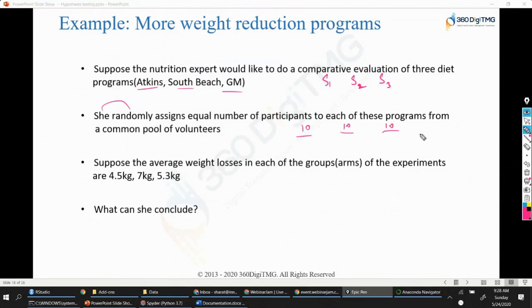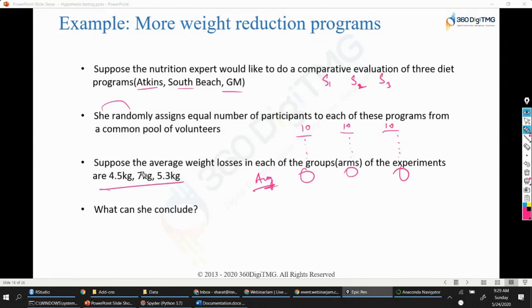So the diet programs are being analyzed here, and the nutrition expert, when she was studying these diet programs, collected the weight losses. For the 3 volunteers, 3 groups, let's say after a month, she collected the average weight losses. So people have lost some weight here, people have lost some weight here, people have lost some weight here. We take the average weights, and those average weights are given here.